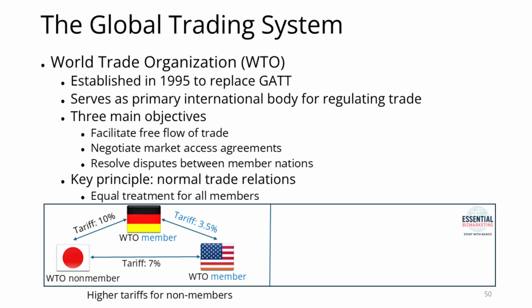Let's see how WTO membership affects tariff treatment between countries. A non-member like Japan may face higher tariffs, such as 10% from Germany and 7% from the US. Without WTO membership, countries lose access to standardized lower tariffs.